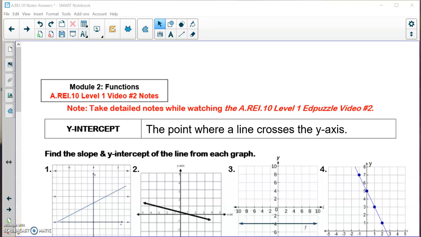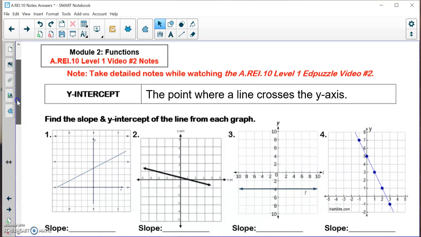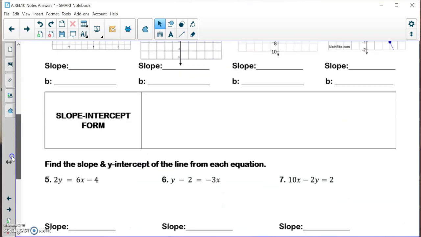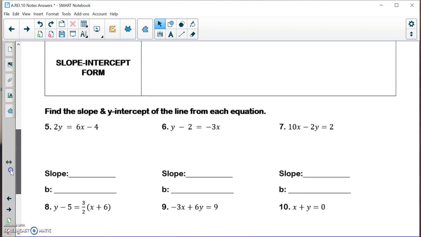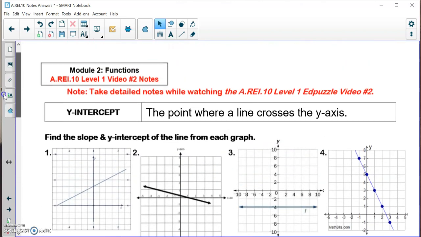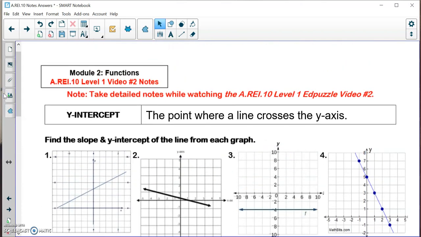All right, so now we will be finding slope and something called the y-intercept from a set of graphs and also from a set of equations. So let's talk about what a y-intercept is.